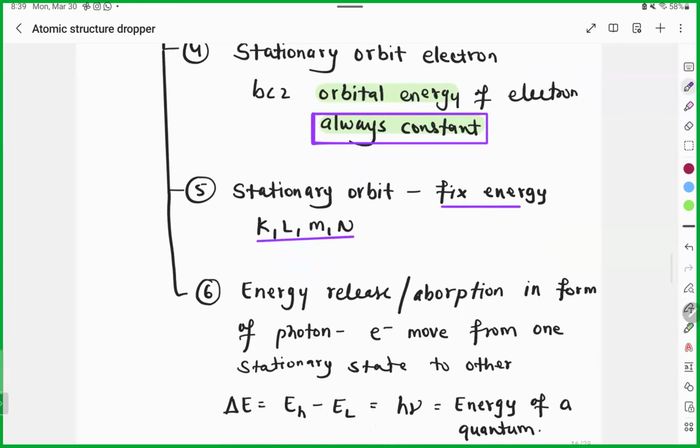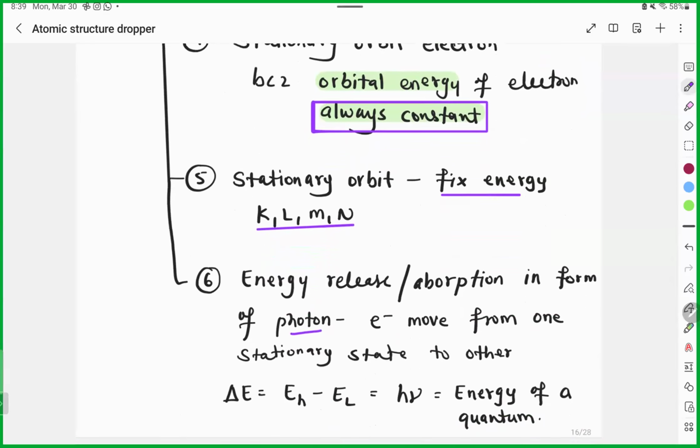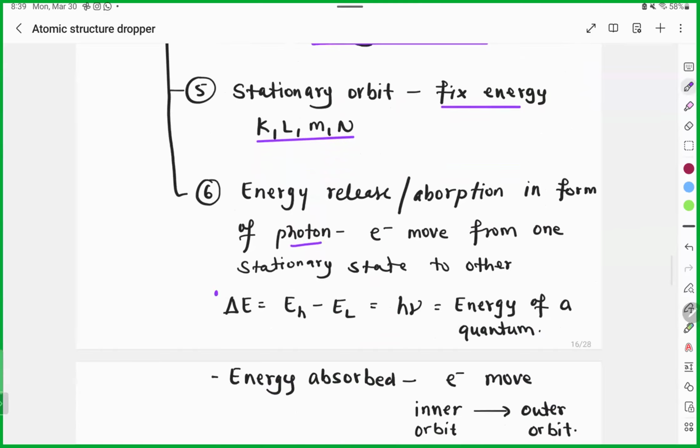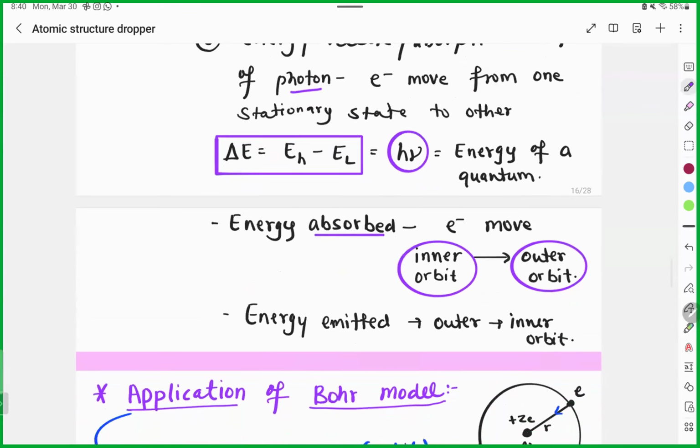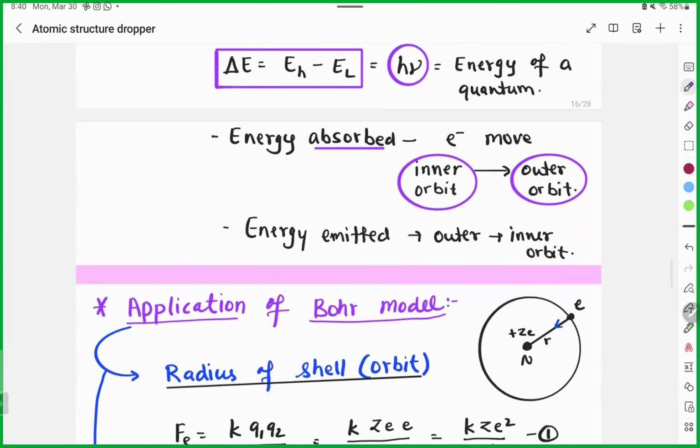When energy is released or absorbed in the form of a photon, the electron will move from one state to another state. Correct? So this is the change in energy: high minus low is equal to h nu. If energy is absorbed, the electron will move from the inner to the outer orbit. If energy is released, then it will move from the outer to the inner orbit.